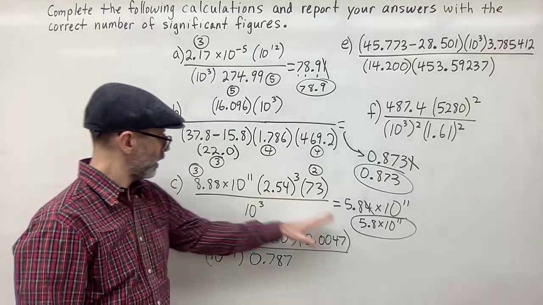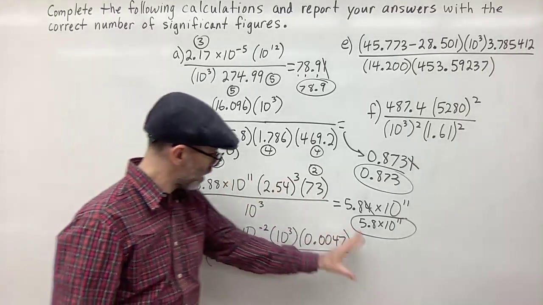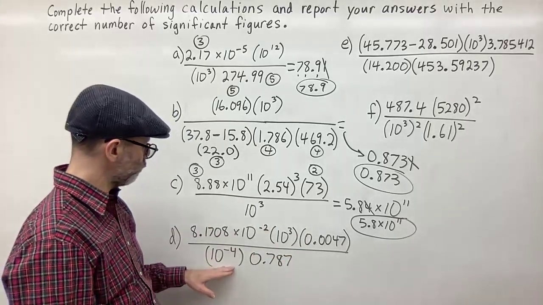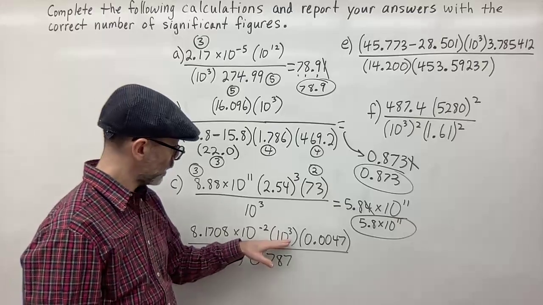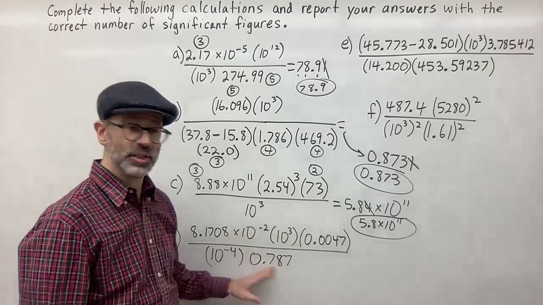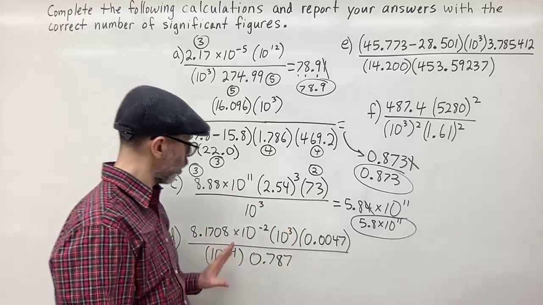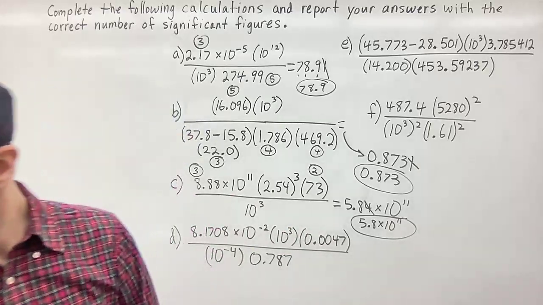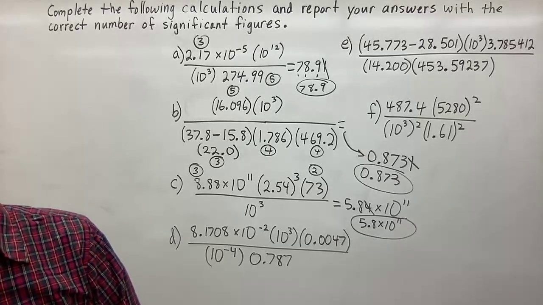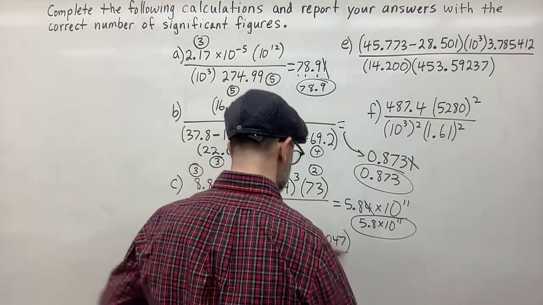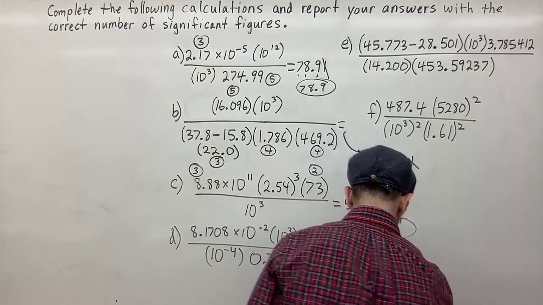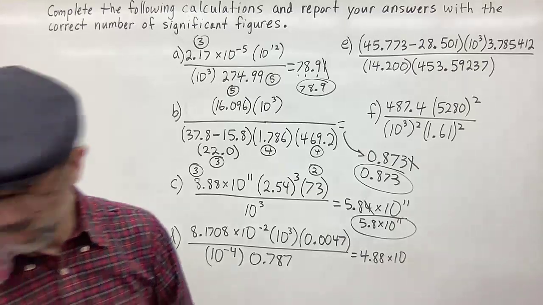Next, here we have this problem. Again, 10 to the negative 4, 10 to the negative 2, 10 to the 3. Those are exact. We're not going to worry about those for our sig figs, but we do have to use them in our calculation. So we're going to calculate this out, and when I calculate that out, I get 4.88 times 10 to the power of 3.